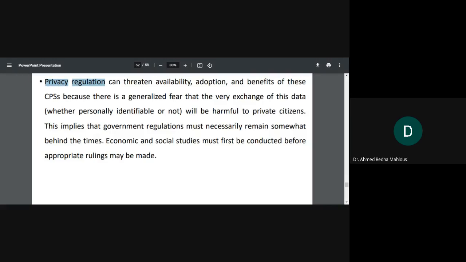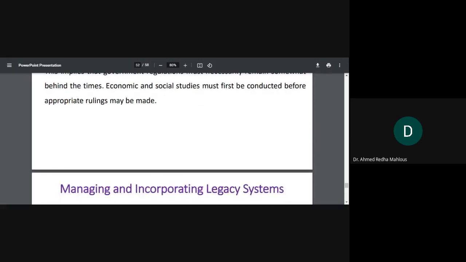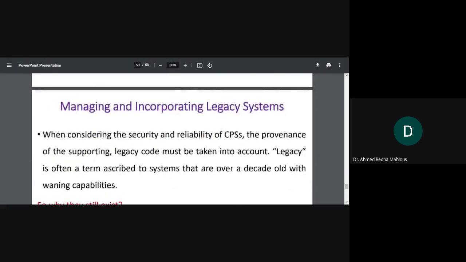A study must be done, an analysis must be done, on what will be the impact of the new privacy regulation on the economy of a country, and whether that regulation will really affect the privacy of people's data or not. These are, as I mentioned, open topics and challenges that might be faced.